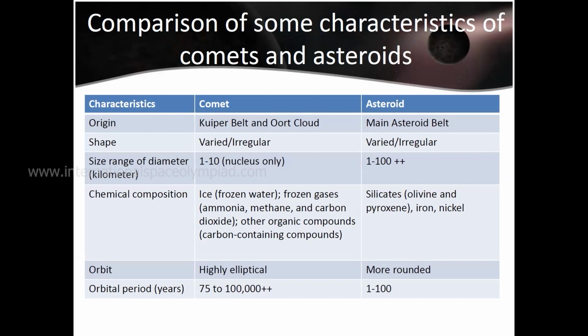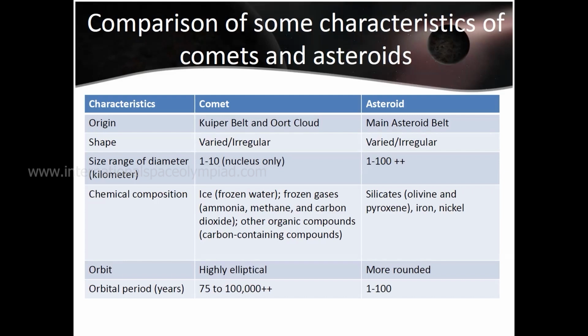Now, shape and size. Both comets and asteroids may not have a particular shape. It varies for different comets and asteroids. The diameter of a comet's nucleus can be from 1 to 10 kilometers wide, while asteroids are 1 to 100 plus kilometers wide. So from this, we understand that asteroids are larger than comets.